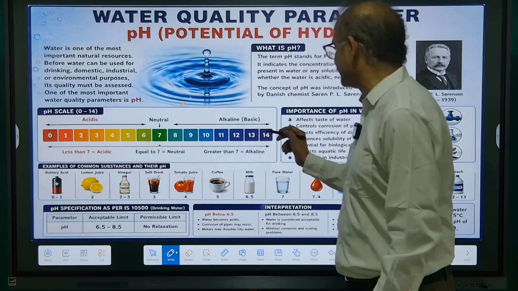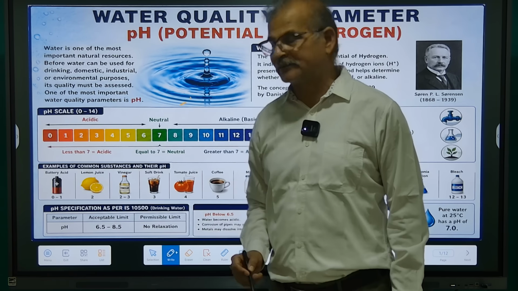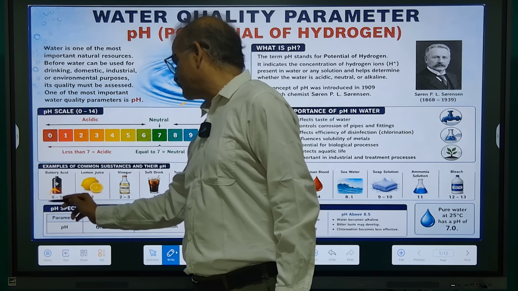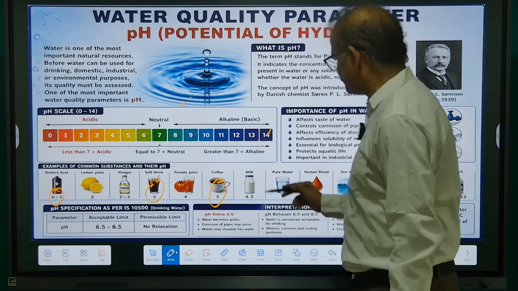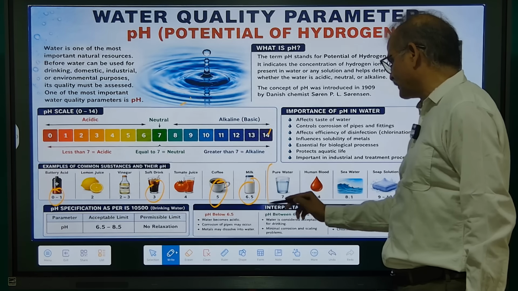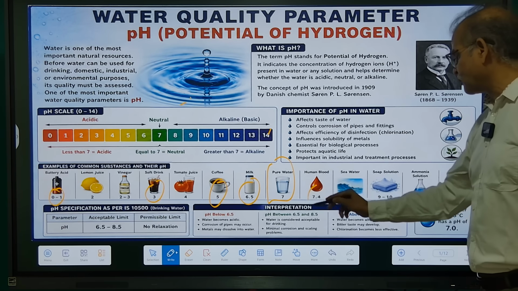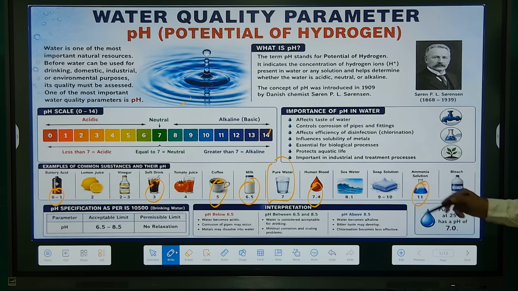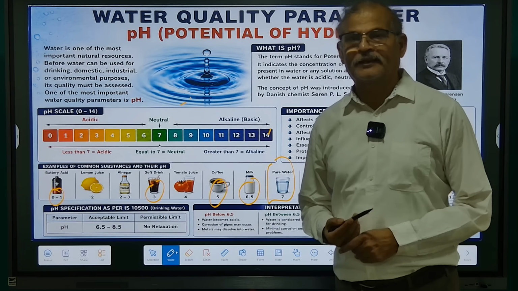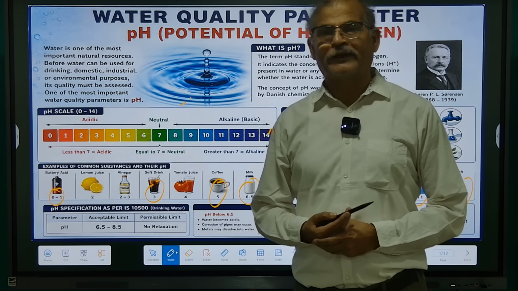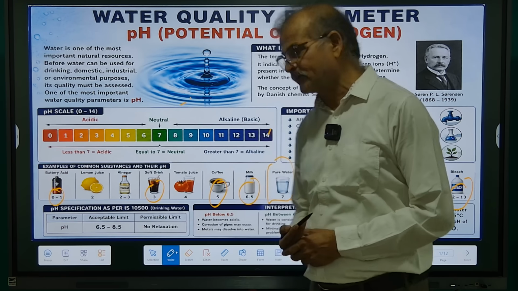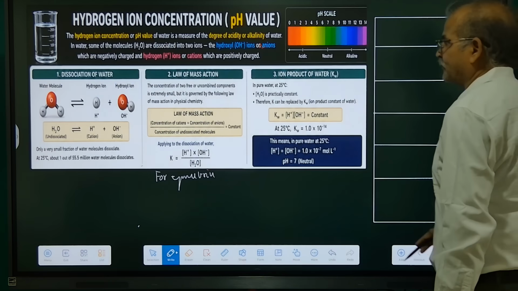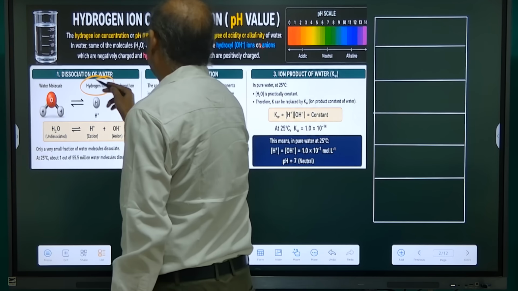On the 0 to 14 scale, some substances have pH values like this: battery acid has pH 0 to 1, soft drink pH is 3, coffee pH is 5, milk 6.5, pure water pH is 7, human blood is 7.4, ammonia solution has pH 11 and bleach has pH 12 to 13. Drinkable water has a pH between 6.5 to 8.5. The specification is given in IS 10500-2012.